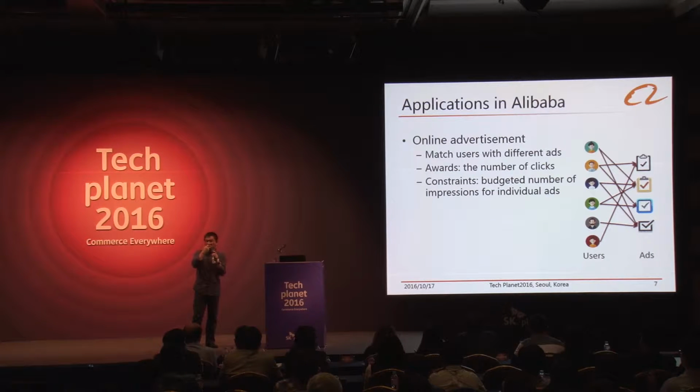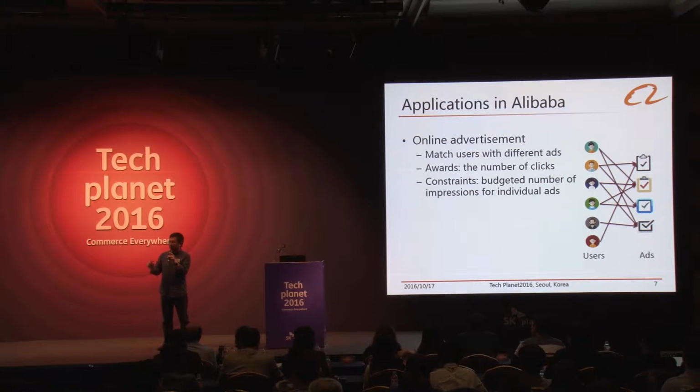Now, in this particular assignment instance, the constraint that you encounter comes from the budget of the individual advertiser. Given that each advertiser has a limited budget, the number of impressions that you allow to display for an individual advertisement is going to be very limited. So the question is, how can you maximize your revenue or the number of clicks under the constraint that each advertiser has a limited budget and will give a limited number of impressions?